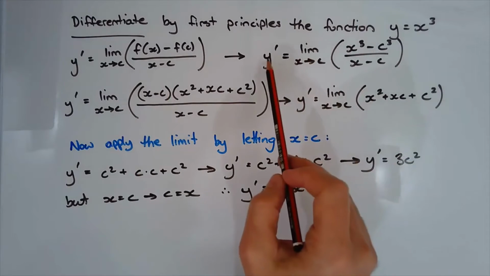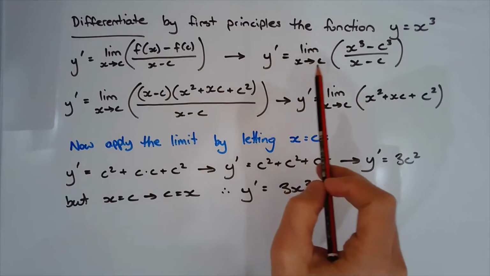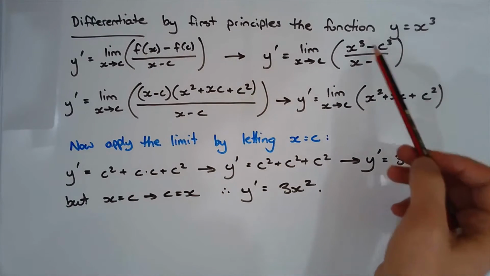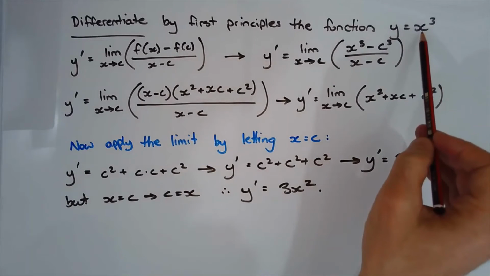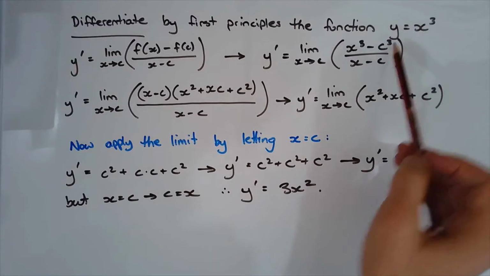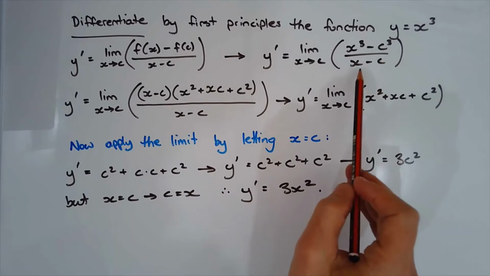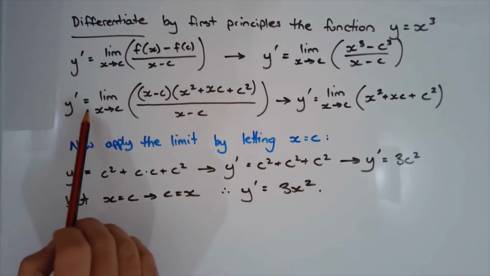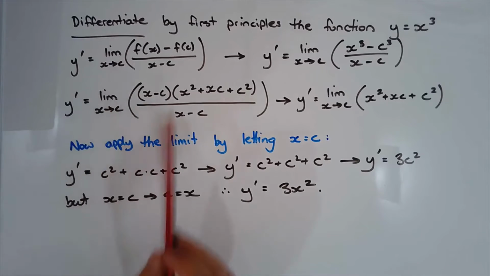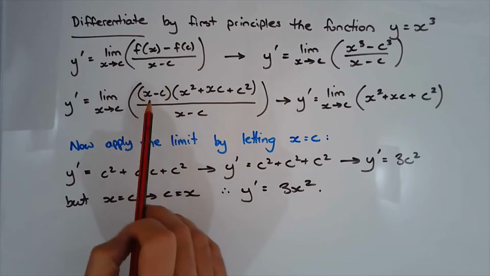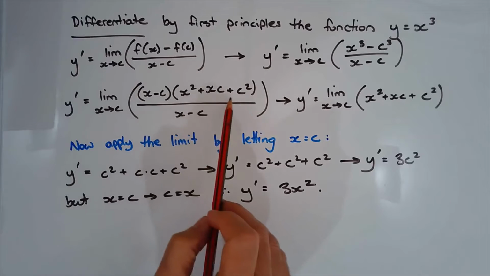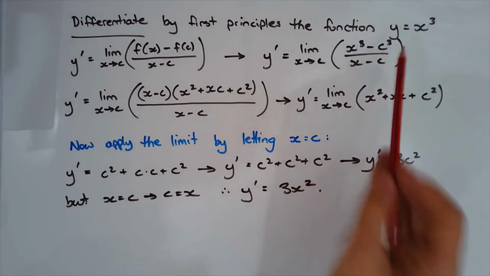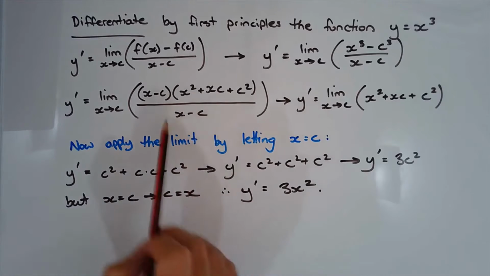So the next line would read y dash is equal to the limit as x approaches c, and replacing the f of x with the actual function itself, which is x cubed, and f of c, so replacing the x with c, we get c cubed. So x cubed minus c cubed over x minus c. And if you factorize the numerator, we get y dash is equal to the limit as x approaches c of x minus c outside of x squared plus xc plus c squared. So this is the factorization of a difference of 2 cubes. So x cubed minus c cubed, difference of 2 cubes, over x minus c.